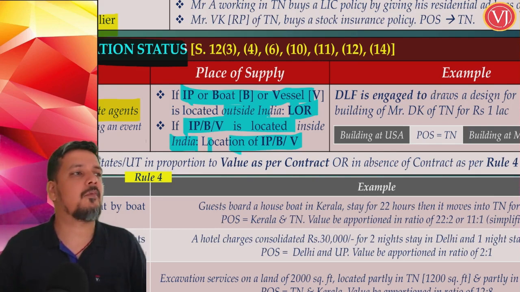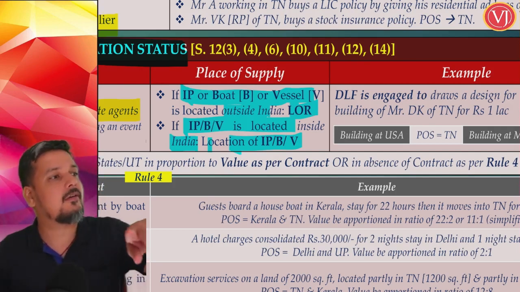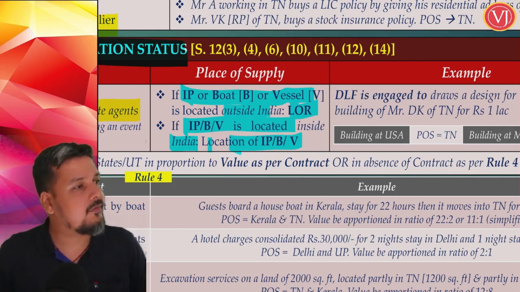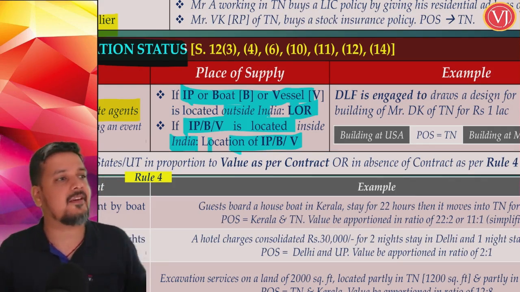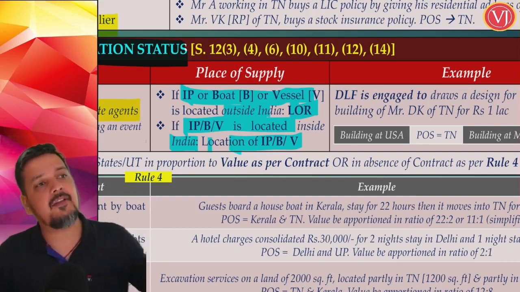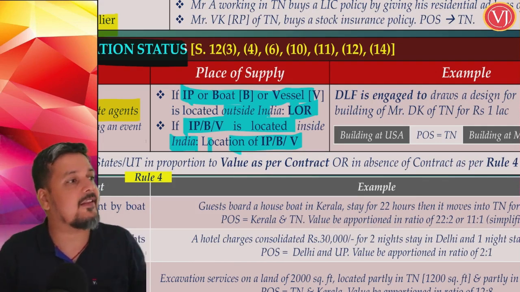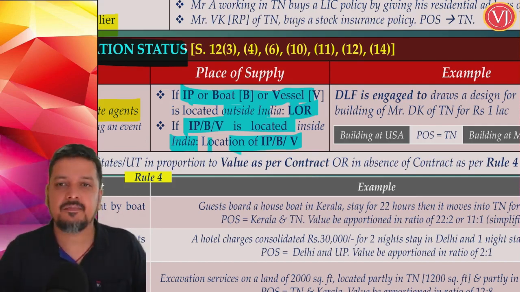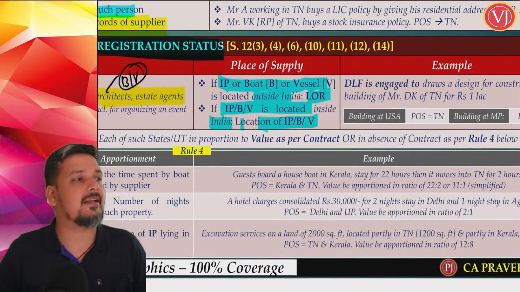The same thing is true with a boat or vessel, when I am staying in a boat or vessel. I am going for a cruise trip in a boat or vessel. If it is moving within Kerala, the answer is Kerala. If it is going from Kerala to somewhere outside India, I paid in India but the cruise is outside India, then it is the location of the recipient. So that is the answer when you talk about immovable property related services.